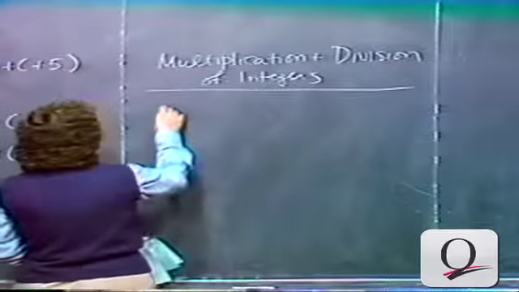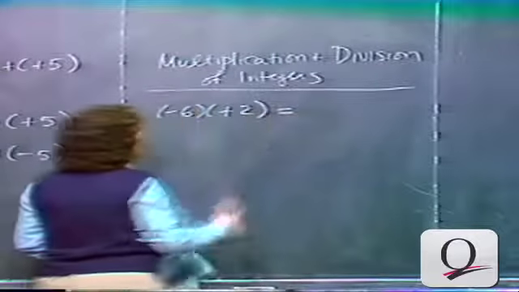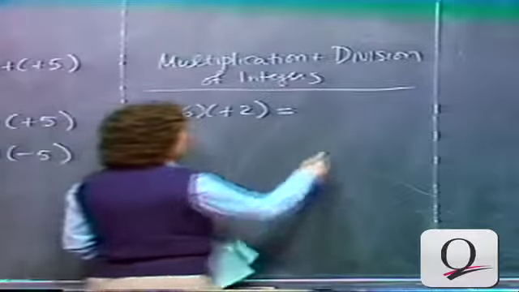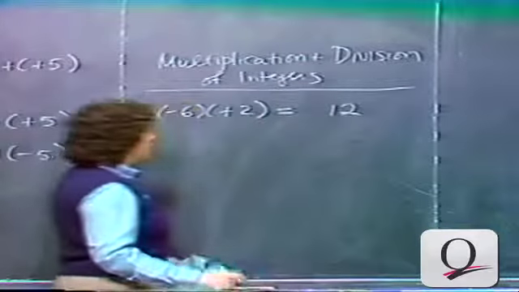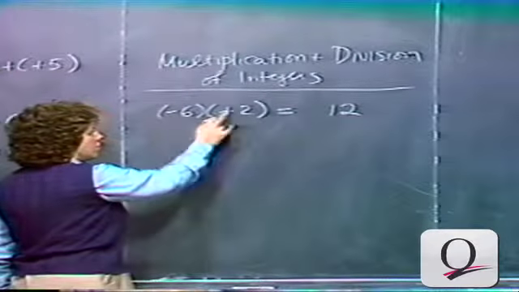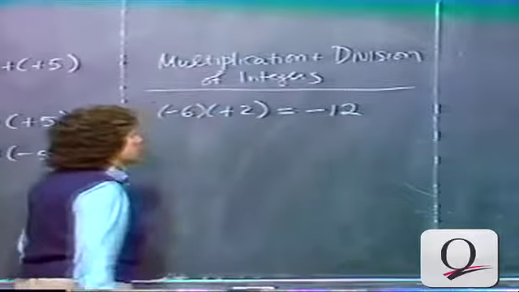Let's look at some examples. For example, if I have minus 6 times plus 2. Block out the signs, perform the corresponding multiplication, and get 12. And prefix with the correct sign. If the signs are different, the answer is minus. If the signs are the same, the answer is plus. Well, the signs are different, so the answer is minus.